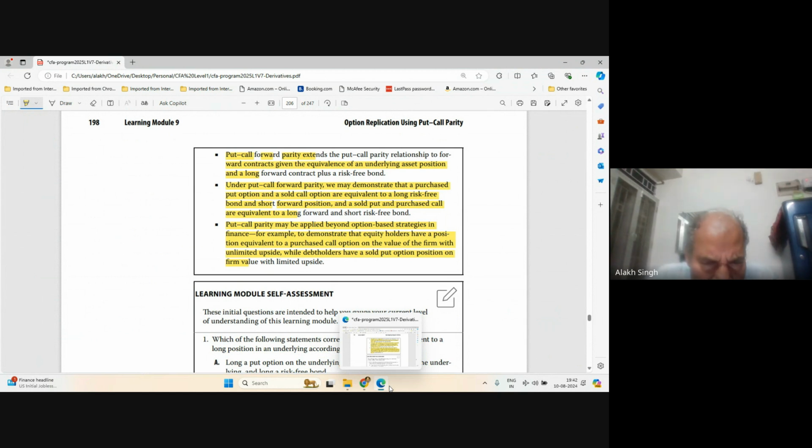Then put call parity may be applied beyond option based strategies in finance, and that is for the equity and debt of a company. We will see how this put call parity model explains what equity is, and how the equity holders have bought a call option on the assets of the firm, and how the bond holders have bought a risk-free bond and sold the put to the shareholders. That is the last application, so this chapter is going to be very interesting.